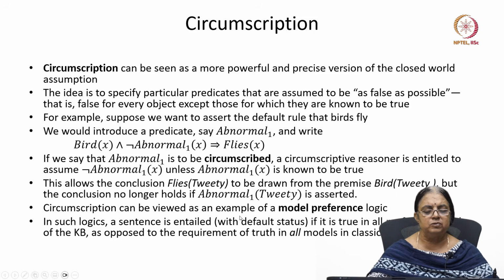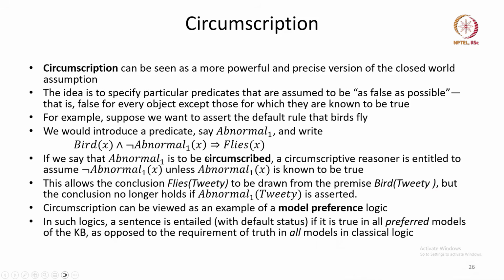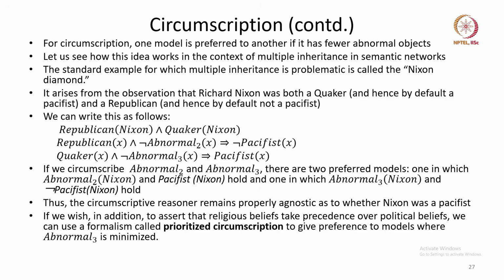So this is what is called circumscription. But if you have something like an ostrich, a bird which does not fly, then you are going to have it as abnormal. Abnormal 1 of ostrich will be true, and therefore it will not be able to fly. For circumscription, one model is preferred to another if it has fewer abnormal objects, okay?